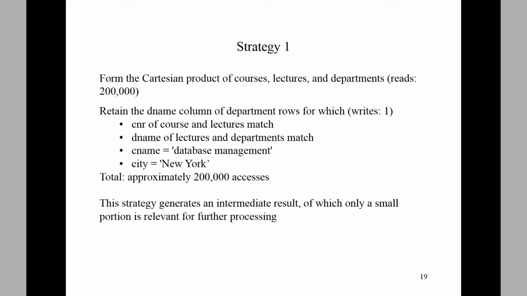They then say that once you've amassed all of this data, retain the department name column of the department rows for which the course number of course and lectures match, the department name of lectures and departments match, the course name is equal to database management, and the city is New York. And the result will be a single write. So approximately 200,000 I/O operations are needed to accomplish this query following this execution plan, which uses cross-product or Cartesian product.